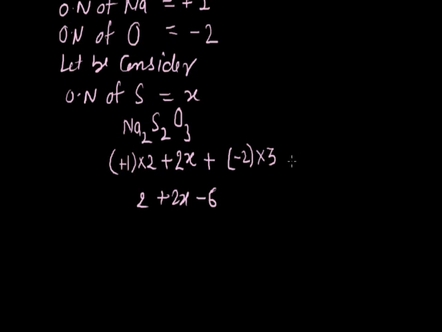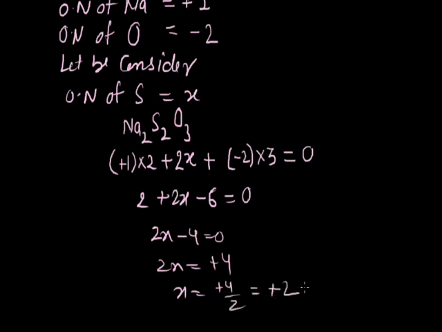And according to the rule, we know that the sum of oxidation numbers of all elements present in a molecule is always equal to 0. We equate it to 0, and we can write 2x minus 4 is equal to 0, 2x equal to +4, and x equal to +4 divided by 2 is equal to +2. So we can say that the oxidation number of sulfur is equal to +2 in sodium thiosulfate.